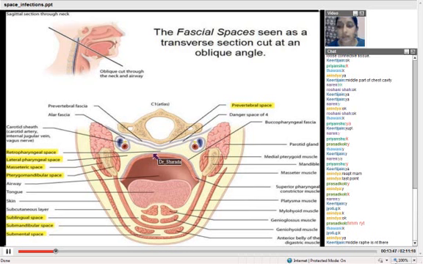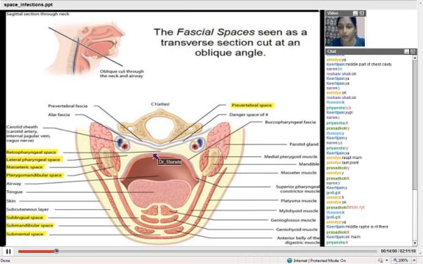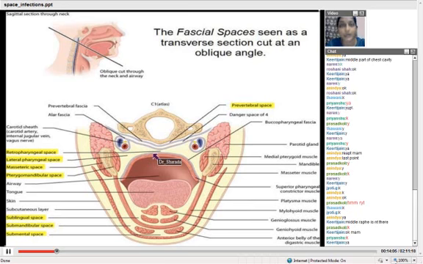Median raphe is not there. No, when you're talking of median raphe, you're talking about it anteriorly. I'm talking of the fascia here. You're not going to have a median raphe which is going to cut through your fascia. Got it? That's why I told you in the beginning, we're talking of potential spaces, right?